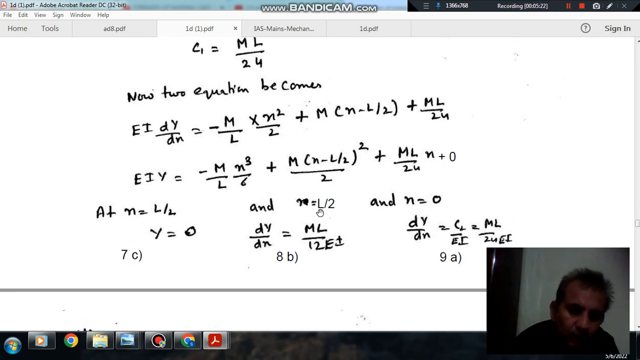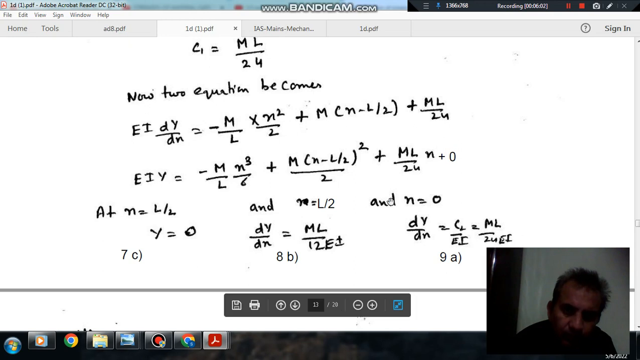Now we put x is equal to L by 2 in the slope equation. If we put x is equal to L by 2, so this term will be 0. Okay, and this will be ml by 24, and this term will be ml square by 8. So 24 minus 8, it will be ml by 12 here. And if we put x equal to 0 to find out the slope at end point, okay, then this term will be 0, this term will be 0, then it will be ml by 24 here.